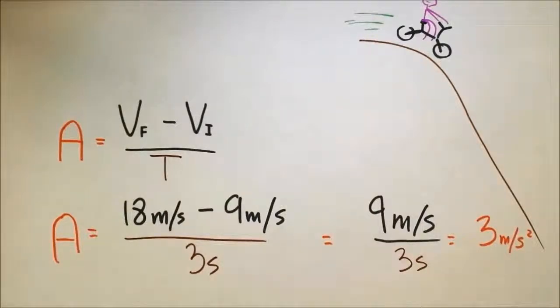The acceleration she experienced from the top of the hill to the bottom of the hill, or whatever she was doing, the steepest part of the hill, was 3 meters per second squared in that segment of time. Questions?